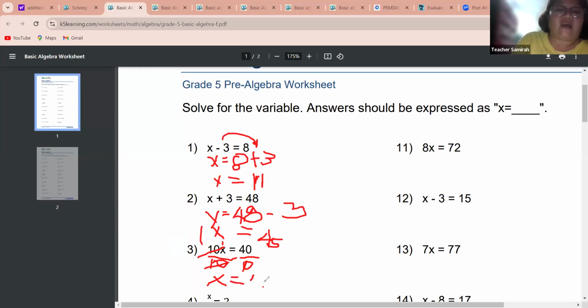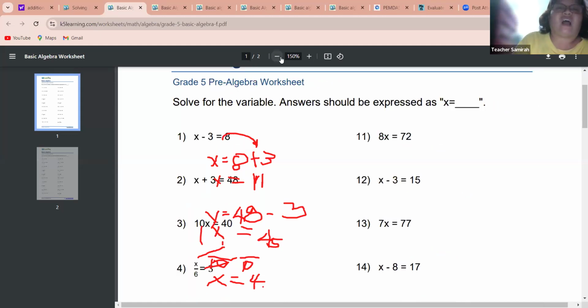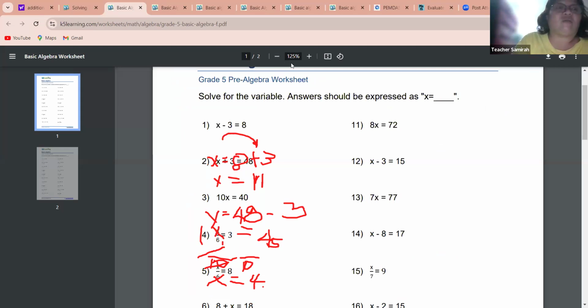By the way, all of these equations can be checked. How do we do that? We will learn that later. Take note again, all these equations can be checked. How are we going to check this? We need to use the original equation.